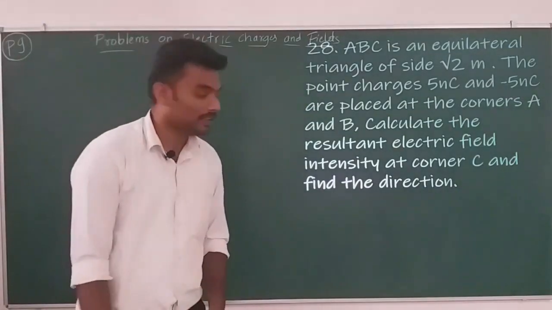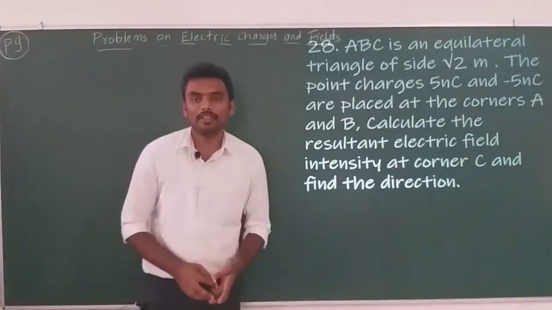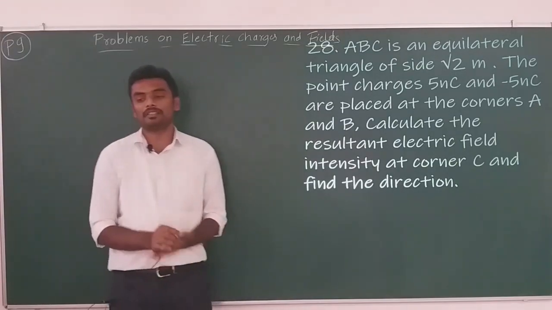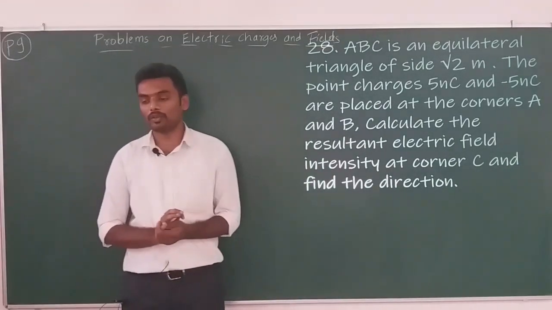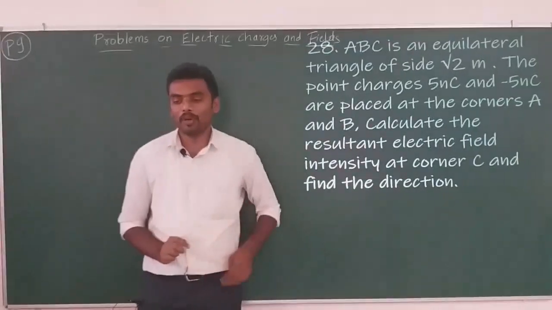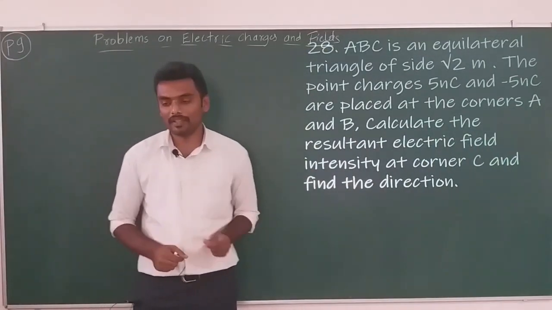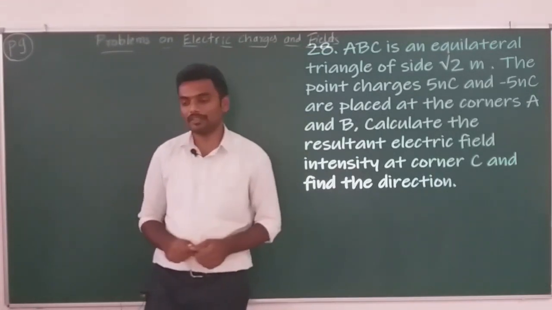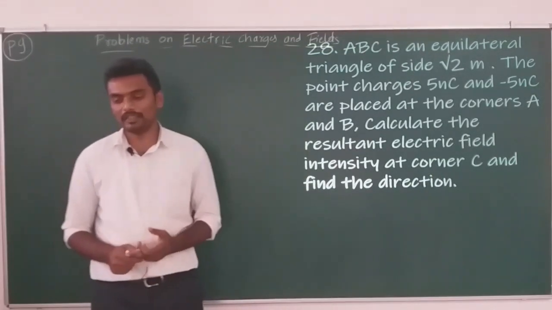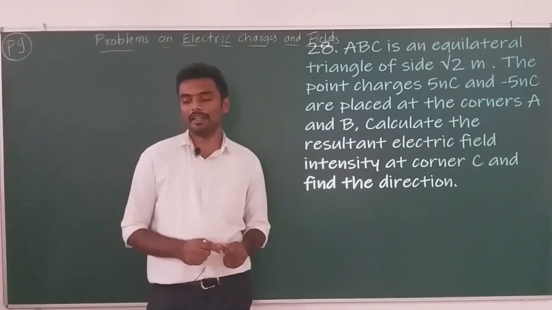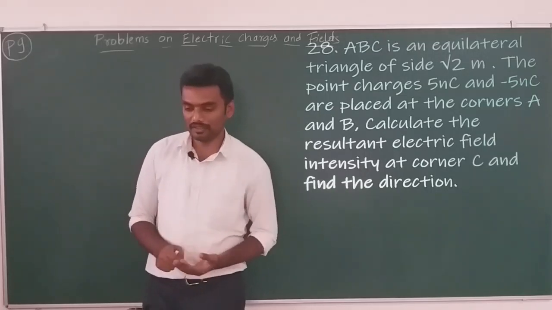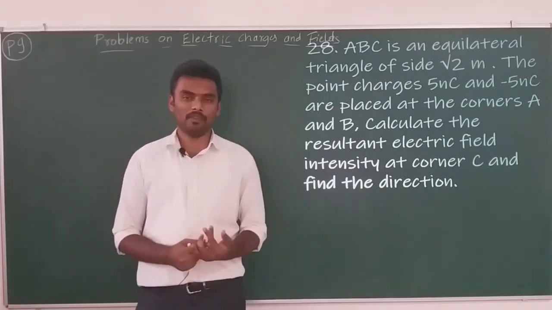Question number 28. ABC is an equilateral triangle of side √2 meter. The point charges 5 nanocoulomb and minus 5 nanocoulomb are placed at the corners A and B. Calculate the resultant electric field intensity at corner C and find the direction.